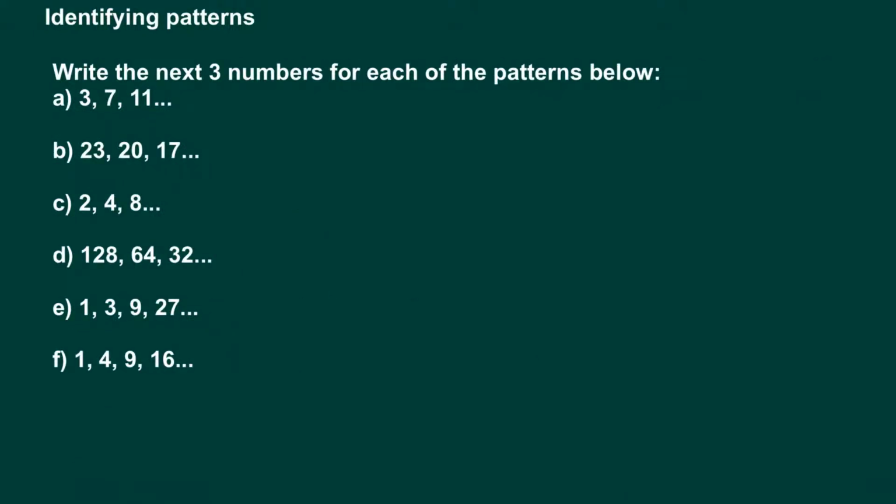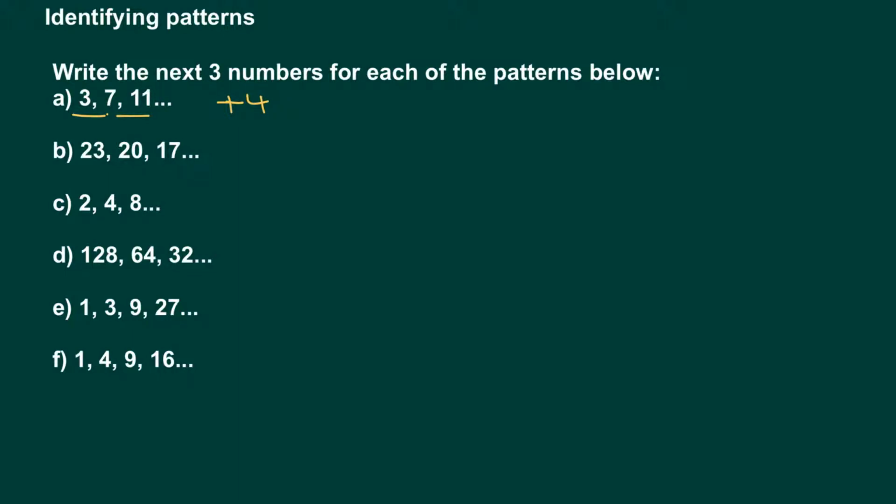Okay, so let's have a look at this question that involves number patterns. It says, write the next 3 numbers for each of the patterns below. We have 3, 7, and then 11. If you notice here, the numbers are simply increasing by plus 4. So the pattern there is that each number is simply increasing by 4 each time.